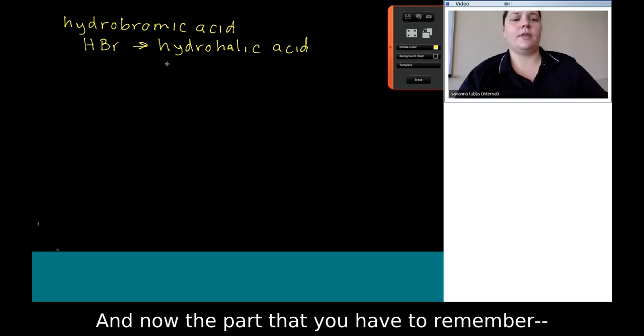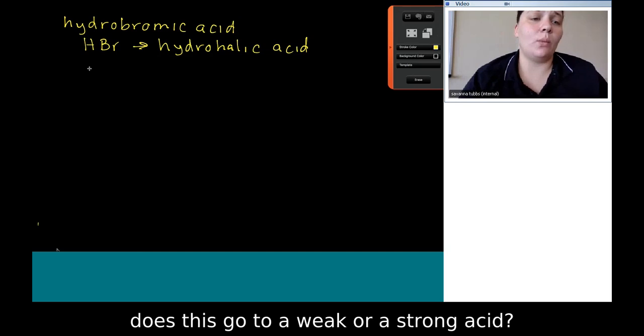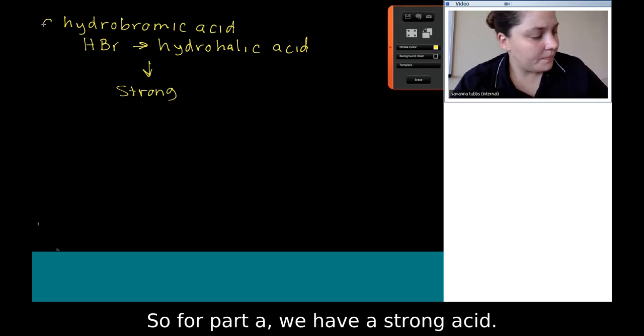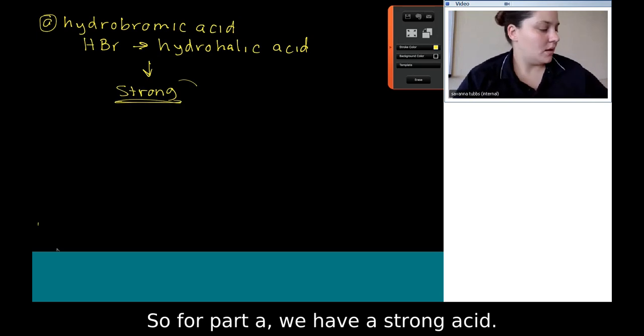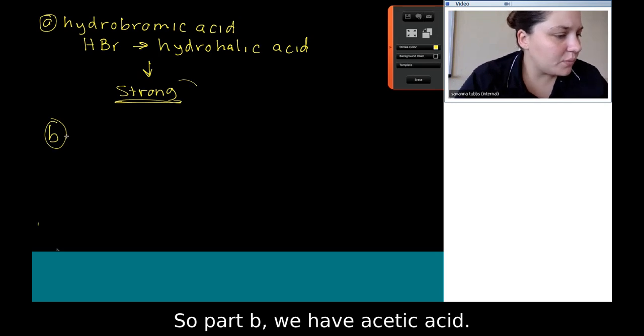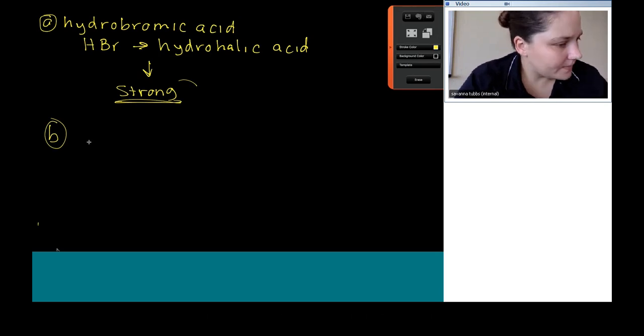And now the part that you have to remember: does this go to a weak or a strong acid? HBr is going to go to a strong acid. So for part A, we have a strong acid. Now let's do part B. For part B, we have acetic acid.